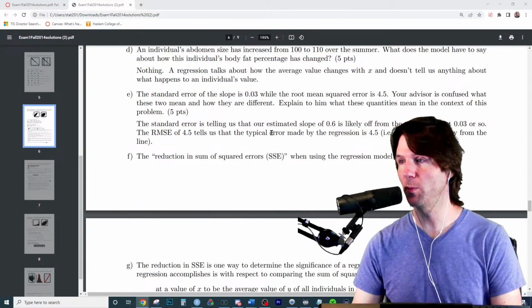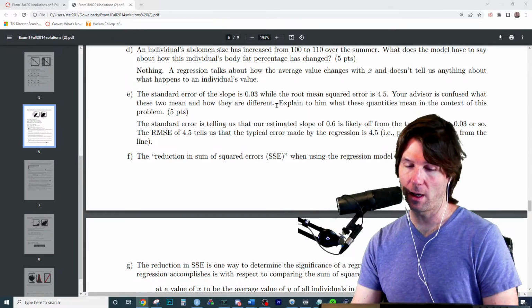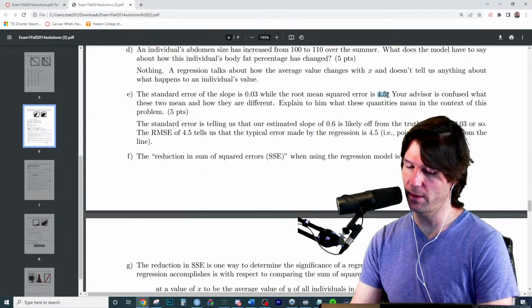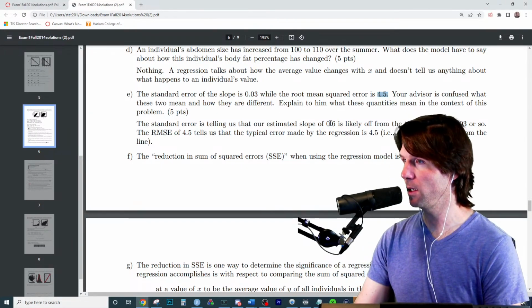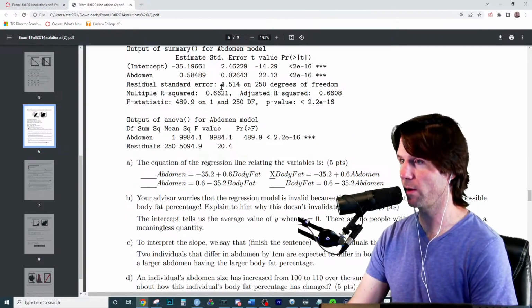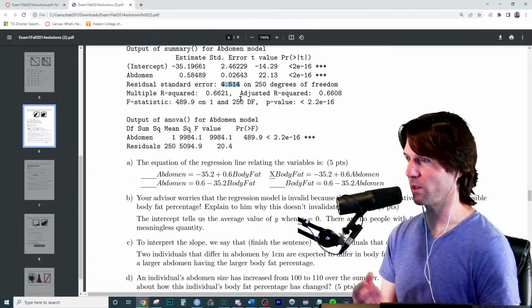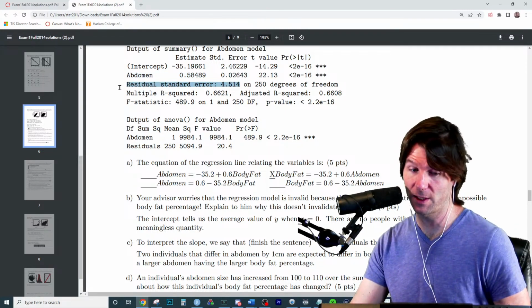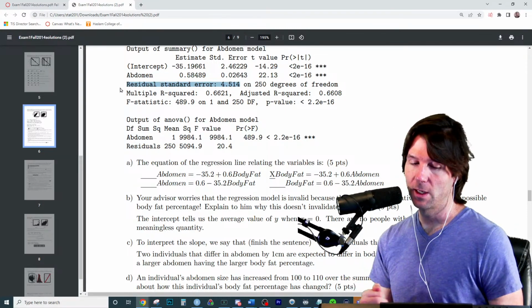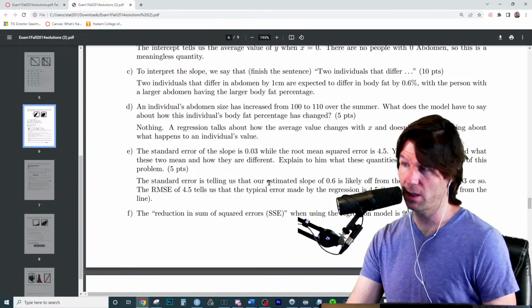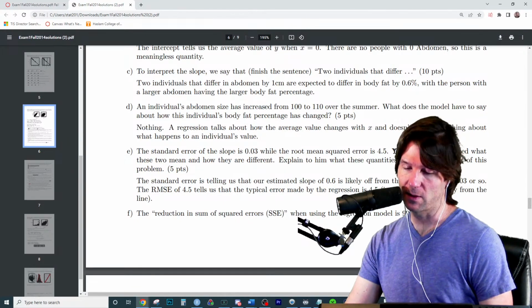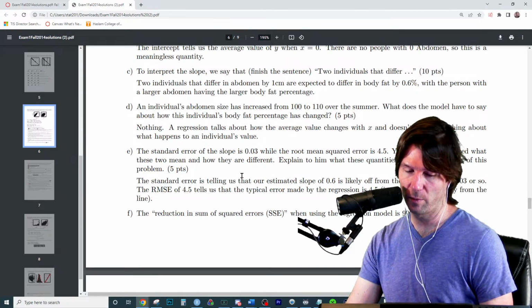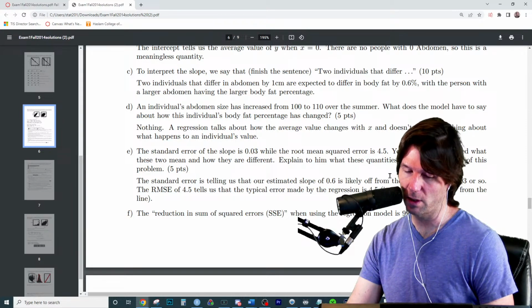The standard error of the slope, which is the uncertainty in the slope, while the root mean square error is 4.15. The root mean square error is the RMSE, which is up here in the output, the residual standard error. So that is the typical miss, which is also our bias in 474. There's the bias of the model, how bad the model does. So 474 right there. The root mean square error, the typical miss the model makes, is very important for our 320 class. Your advisor is confused what these two mean and how they're different. Explain to him what these quantities mean.